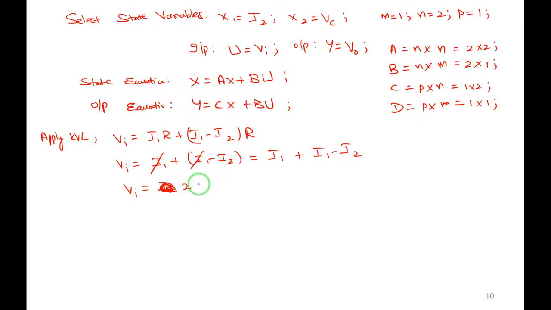So this type of mistakes I will be making. Please correct me. 2 times I1 minus I2. I hope now it is correct, right? So call this as equation 1. I hope this is correct, right? Yes. 2 times I1 minus I2.